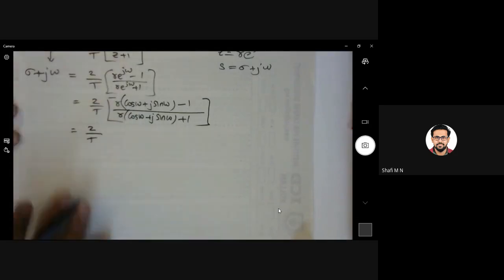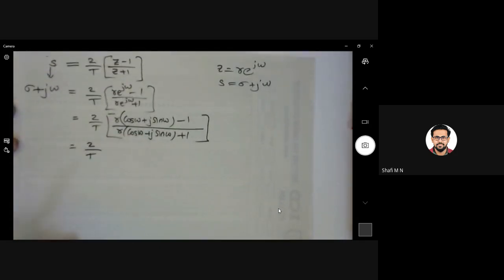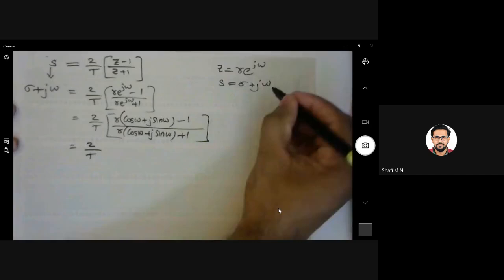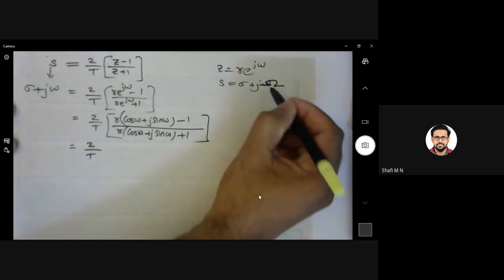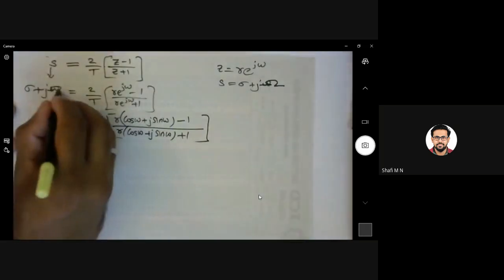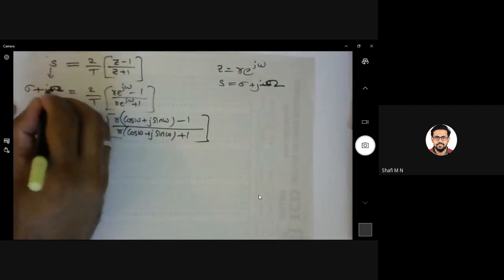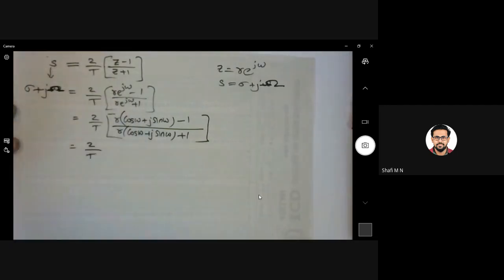Is there any problem here? This should be capital omega. Why? You are in the analog world. Okay, you are in the analog world. When we drew the plane earlier also, that should be capital omega, right?